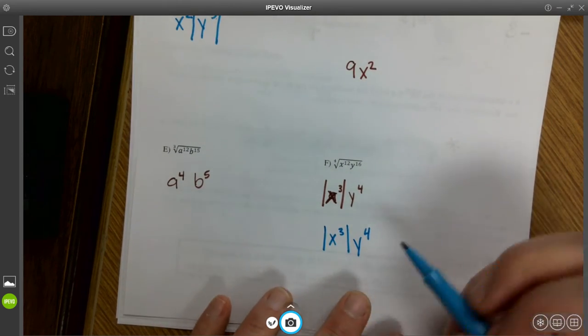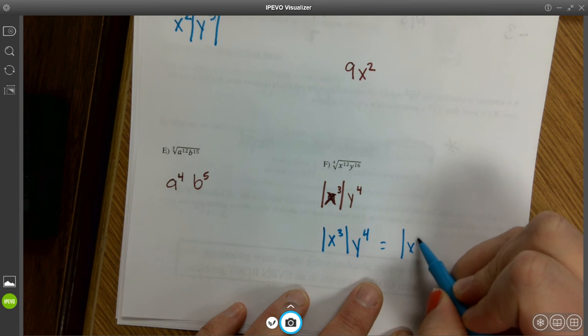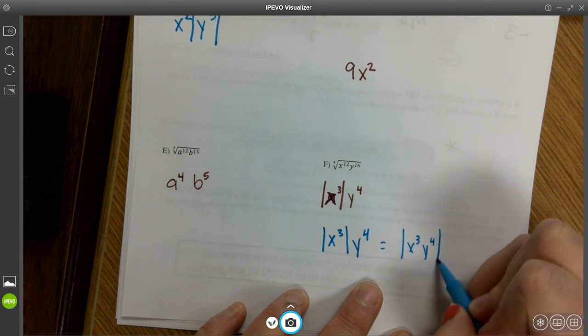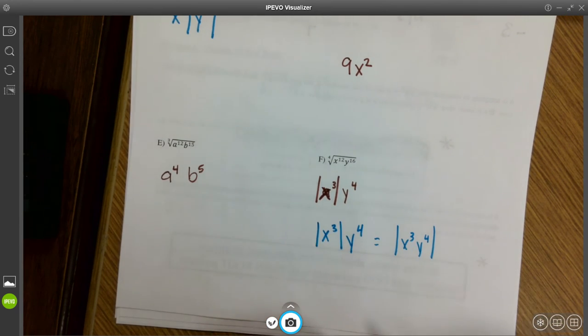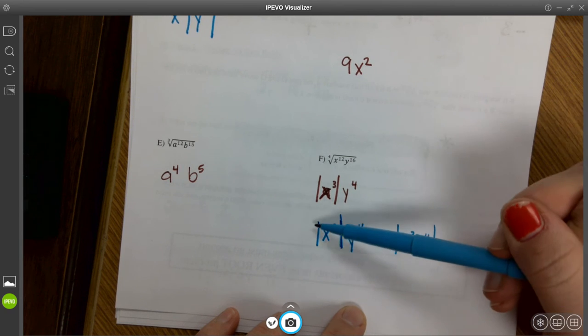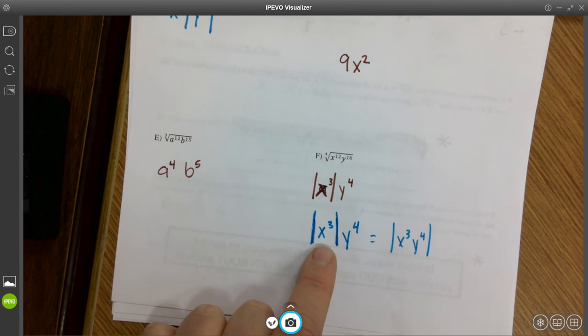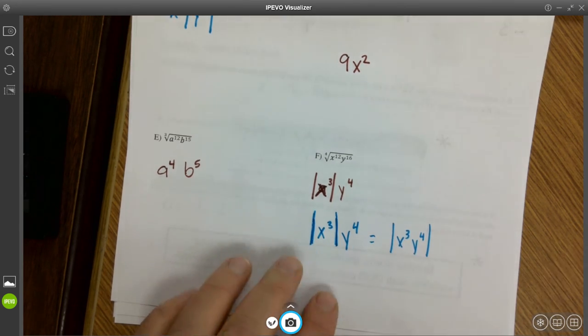Let's say if this was a test question, and you write this. Technically, you're not wrong there, but I will not mark that full credit. Just to let you know, that will not be full credit because this is the only one that we for sure need the absolute value around. So only put the absolute value around the terms that you know have to be there.